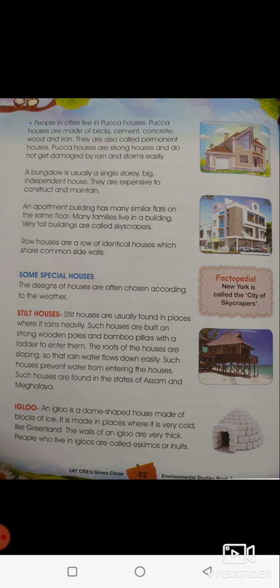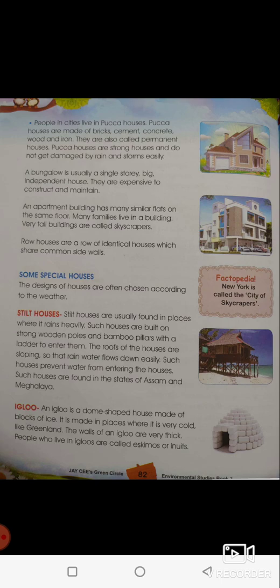And the next one is an apartment. An apartment building has many similar flats. In NTPC, you can see some apartments. They are of the apartment type. You see many similar flats, very similar to each other, on the same floor. Many families live in a building. So in the same building, many families live.